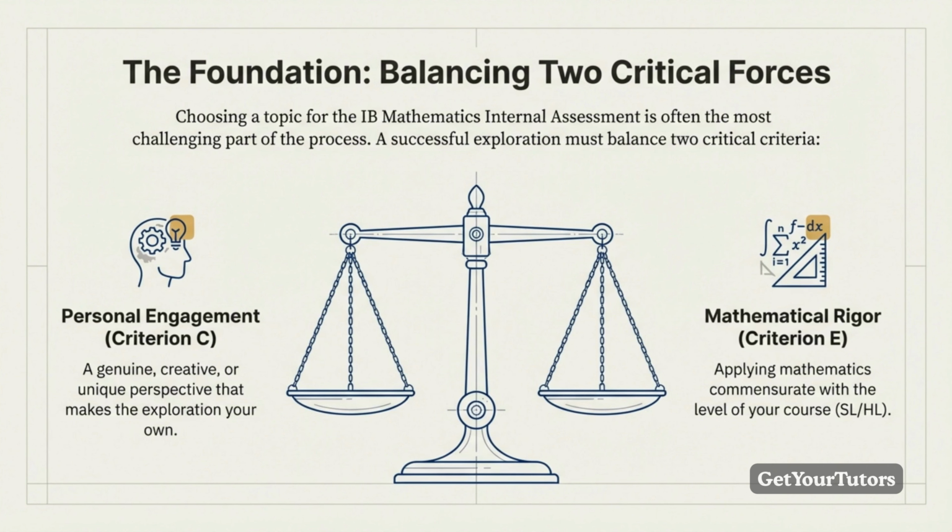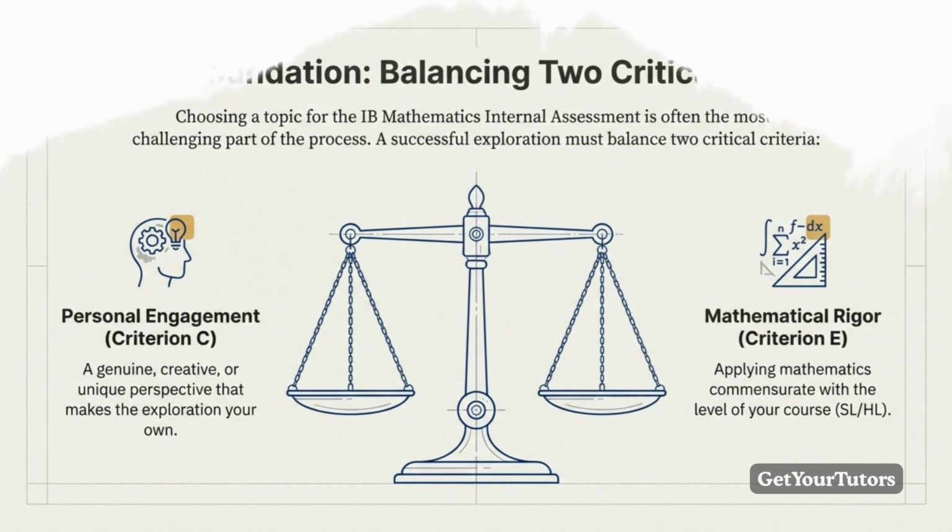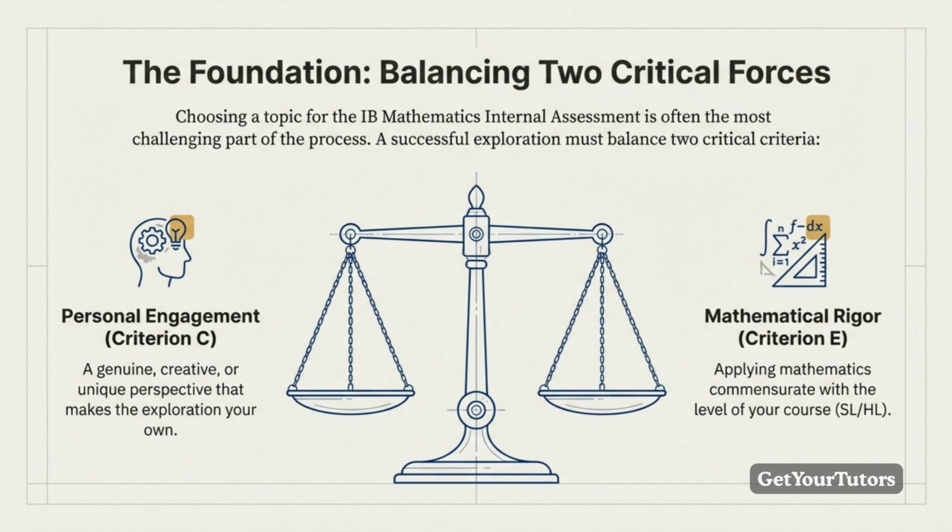It's what shows the examiner you didn't just grab a topic off a list online. And on the other side? Mathematical rigor. That's Criterion E. Are you applying mathematics that's actually commensurate with your course level? So SL or HL. Exactly. Are you using the right tools to solve the problem you set out for yourself?